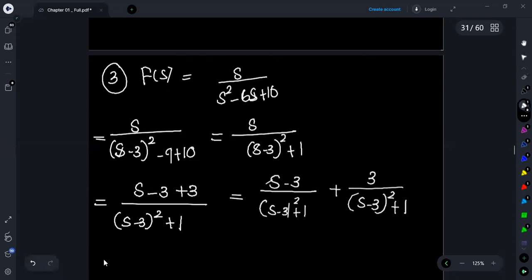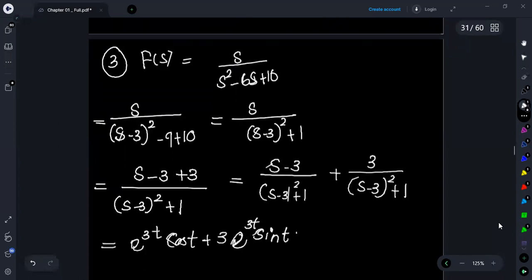By simplifying this, you will obtain the answer as e to the power 3t cos t plus 3 e to the power 3t sin t. So with that, we can obtain the answer for that question as well.